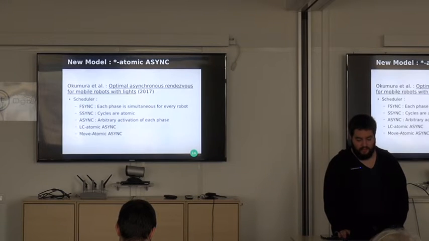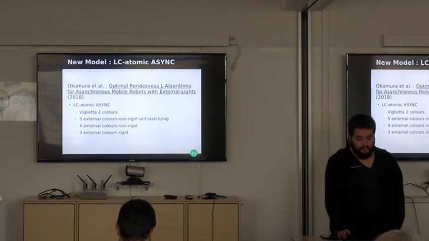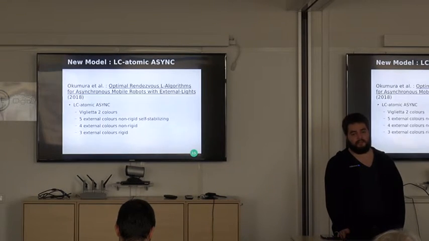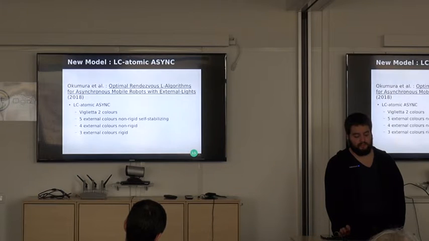Using this weaker asynchronous scheduler, Okumura proved that we could have, using 5 external colors, non-rigid self-stabilizing gathering, using 4 external colors, only non-rigid gathering, but not self-stabilizing, and with only 3 external colors, we could have rigid, not self-stabilizing gathering.